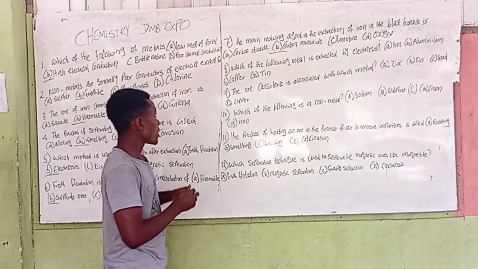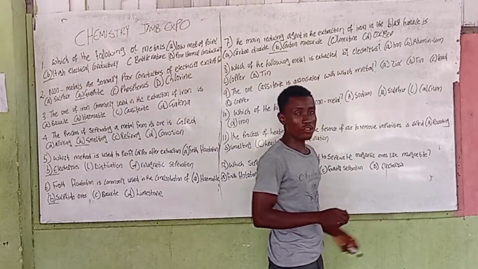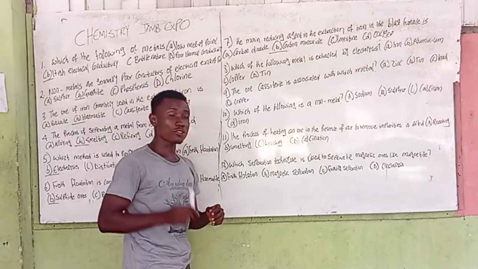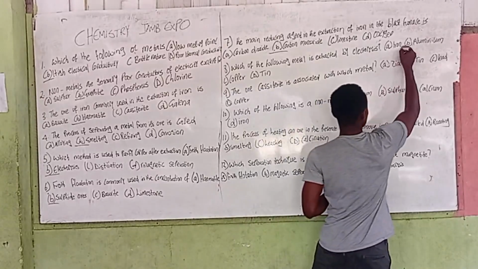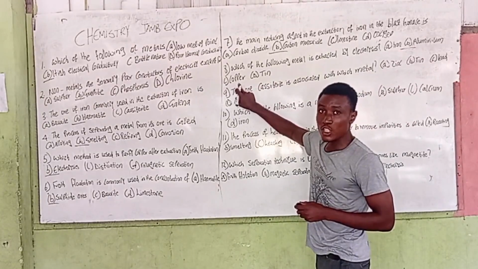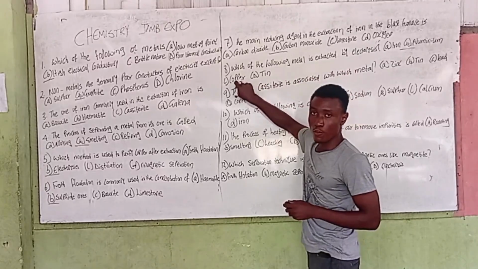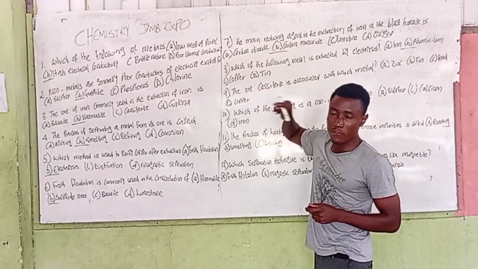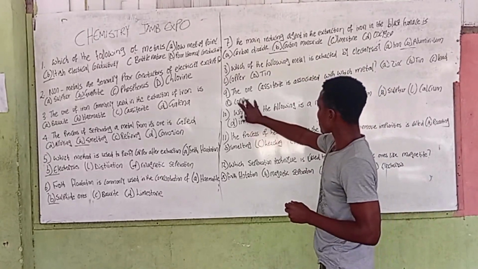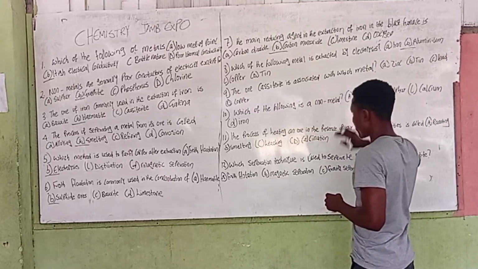Number 8. Which of the following metals is extracted by electrolysis? We don't even have the word tin. The metal that is extracted by electrolysis is aluminium. Note, there is an option about copper, but I'm not saying it is copper, because electrolysis is not used in the extraction of copper. Rather, it is used in the purification of copper after extraction.